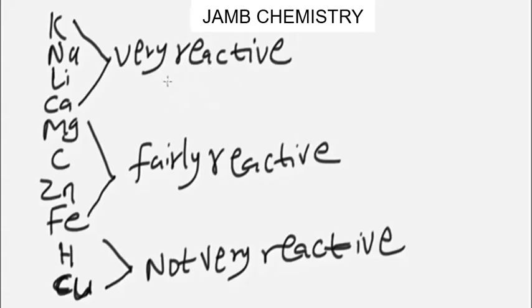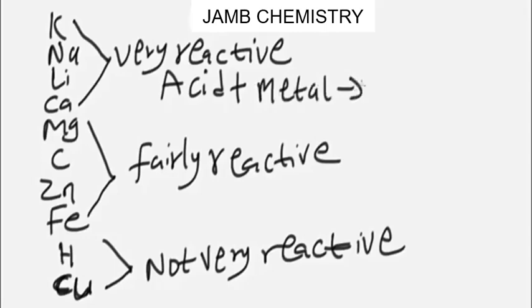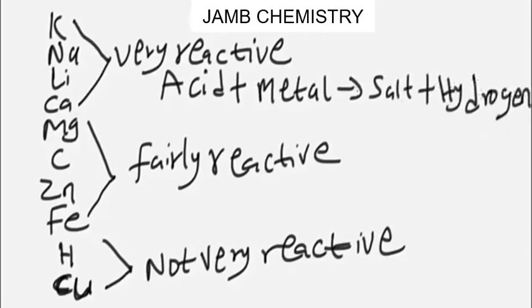Now note again, acid reacts with metal to produce salts and hydrogen. So acid reacts with metal to produce salt and what? Hydrogen gas, respectively. Now let's look at a simple example of this reaction.